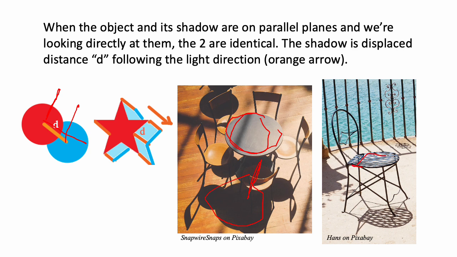Now this shadow is on a parallel plane. This object is on a parallel plane to its shadow. The shadow is a little bigger because it's further from eye level.